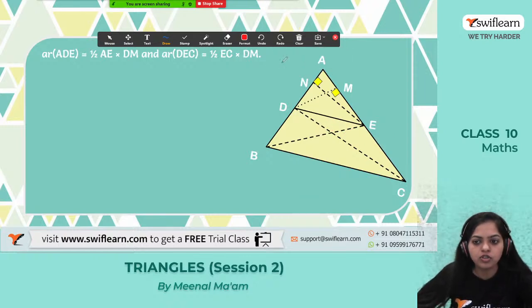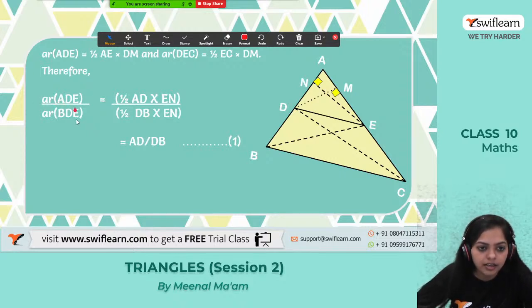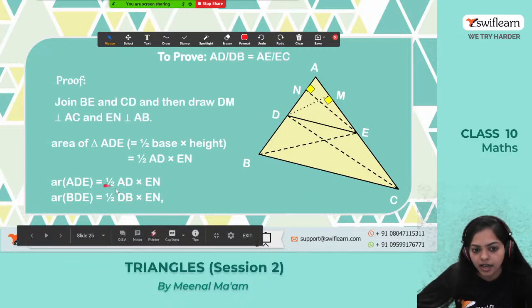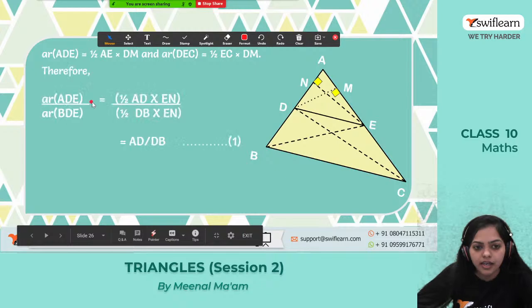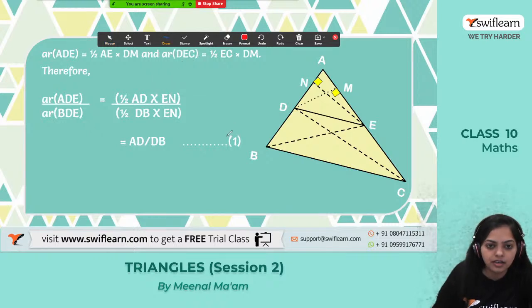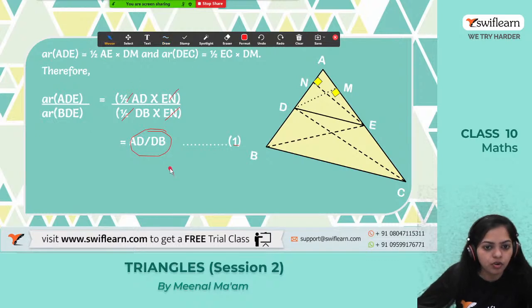No doubt. So let's have a look over the next step. Now, if I take the ratio of these areas, area ADE upon area BDE, so area of triangle ADE upon BDE is equal to half AD into EN upon half DB into EN. So what happened in this? EN gets cancelled and half cancels, so we are left with AD upon DB. Got it? So mark it as first step.